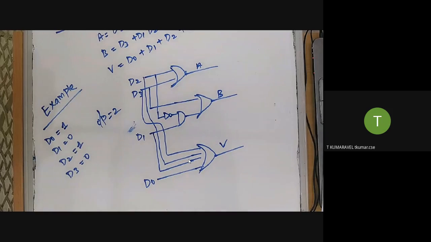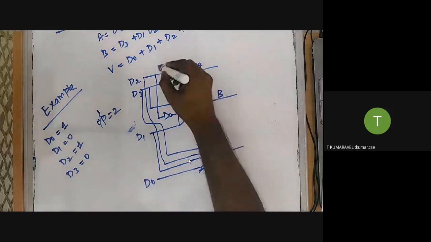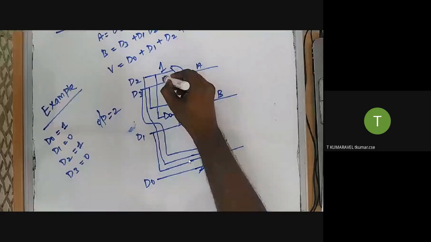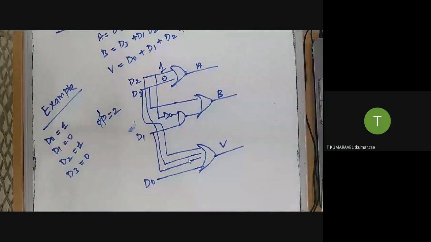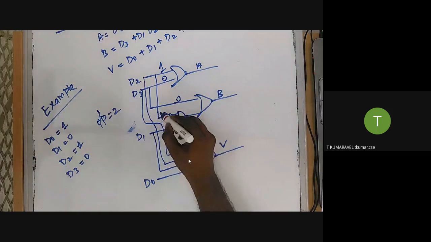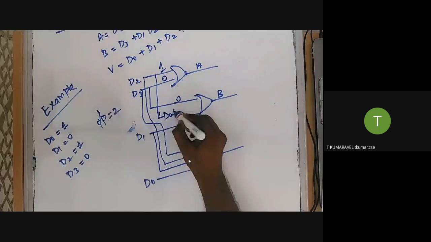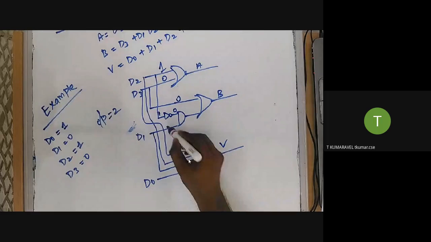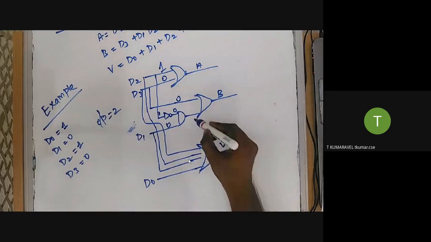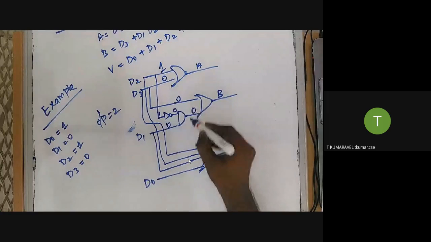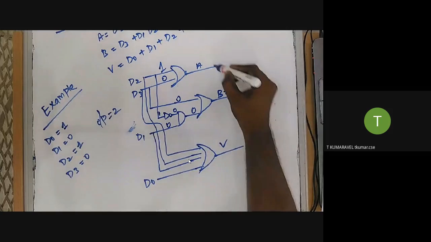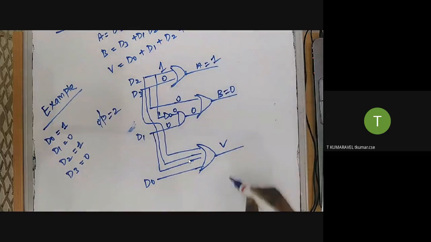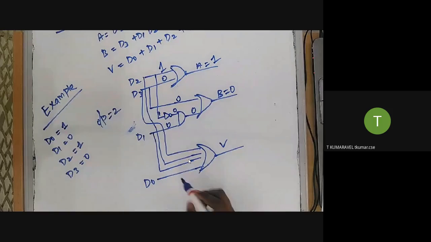Here D0 is 1, D3 is 0. What about the next one? This is 0. D2 is 1. Here it generates 0. D1 is 0, so obviously this is 0. This is 0. This is 1. What about the next, V?